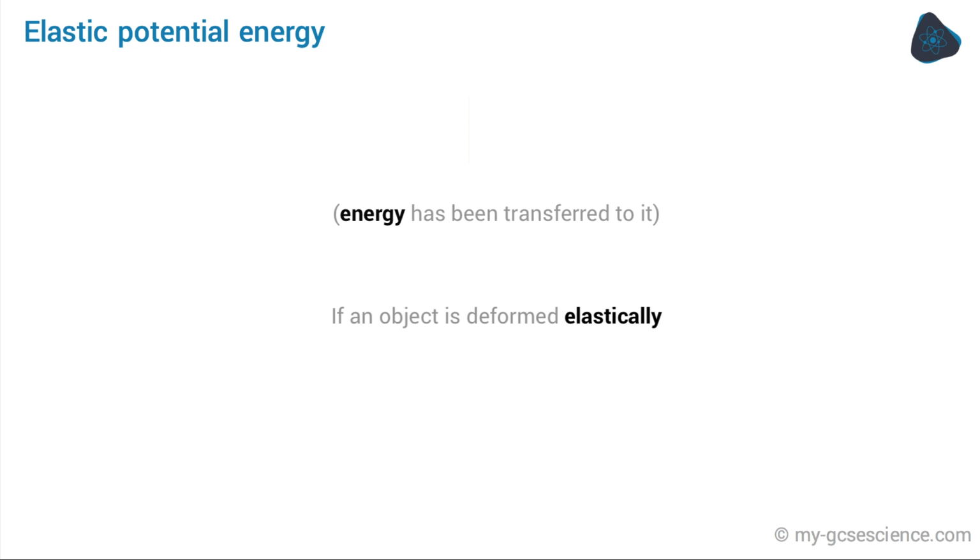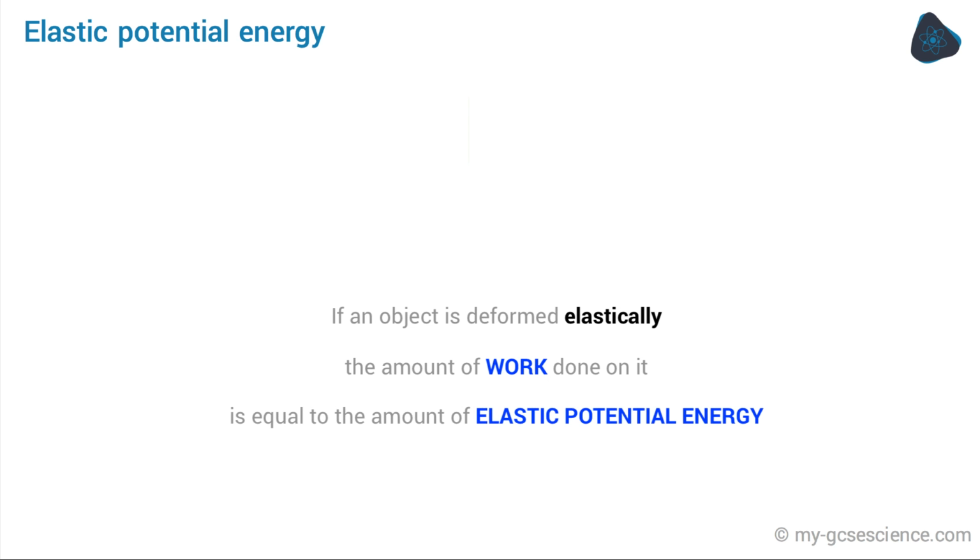The next section of the video may look familiar if you've already learnt about types of energy. When the shape of an object is changed, we say that work is done on it, which means that energy has been transferred to it. If the object has been deformed elastically, the amount of work done on it will be equal to the amount of elastic potential energy which has been stored in it as a result of its change in shape.